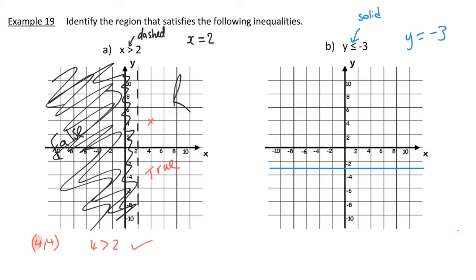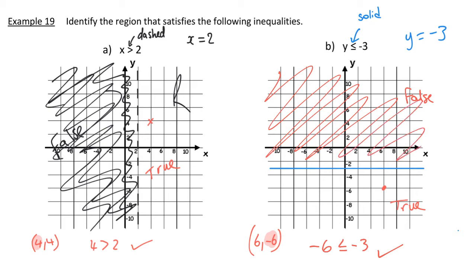So we need to pick a point, and we pick any point. So I'm going to pick (6, minus 6). And what we're doing is we're going to substitute the y value into the inequality. So the inequality was y is less than or equal to minus 3. So we're going to write that as minus 6 is less than or equal to minus 3. And minus 6 is smaller than minus 3, so that's true. So that means the point lies on the true side, and the other side is false. And we're going to score out the false side. And we can label the true side R.